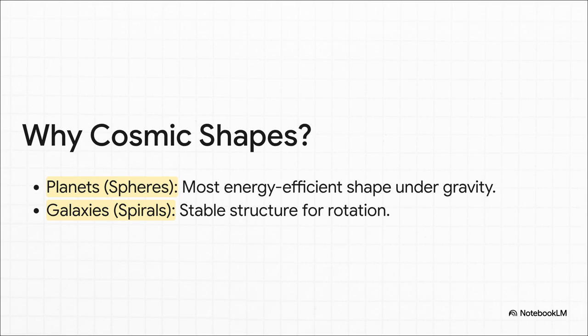And once again, it all comes back to physics and efficiency. Why are planets round? Because a sphere is the most energy-efficient shape for gravity to pull everything in as tightly as possible. Why are so many galaxies spirals? Because that beautiful shape allows a massive, spinning collection of stars to stay stable without just flying apart into space.